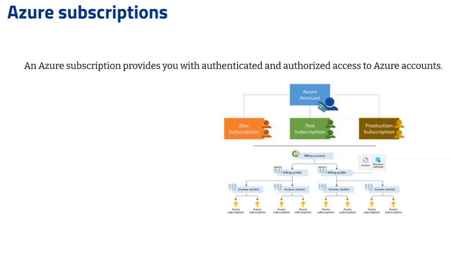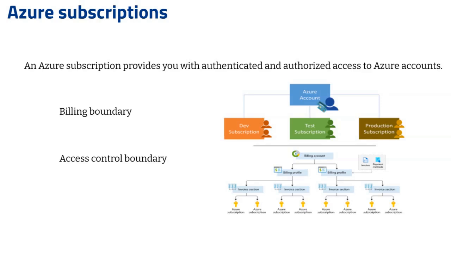There are two types of subscription boundaries that you can use. You can use a billing boundary. You can as well use an access control boundary. Let's talk about the billing boundary. This subscription type determines how an Azure account is billed for using Azure. You can create multiple subscriptions for different types of billing requirements. Azure generates separate billing reports and invoices for each subscription so that you can organize and manage costs.